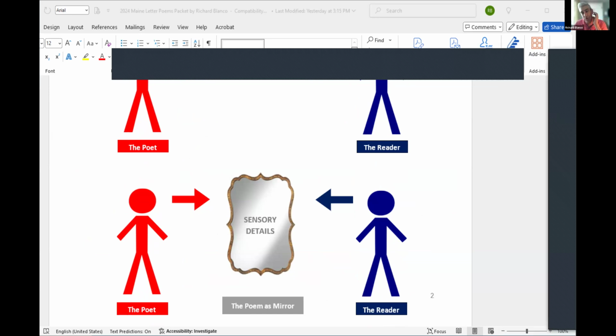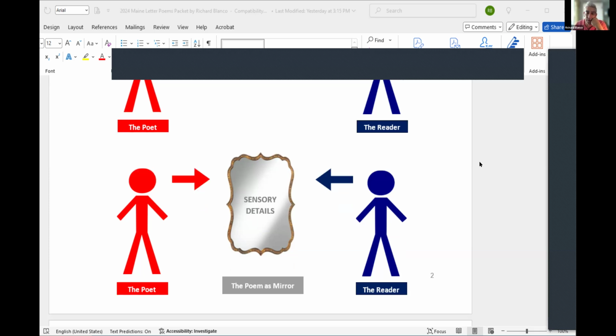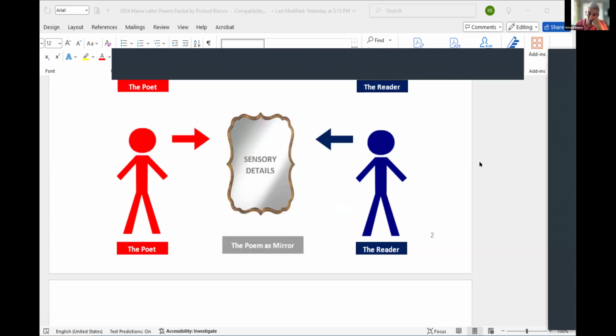So yeah, that's why show don't tell is quite important. And we'll talk about how that happens in a letter poem in particular, and the potential pitfalls of forgetting sensory details when we're writing letter poems. So we'll apply this to the theme of this workshop as well.